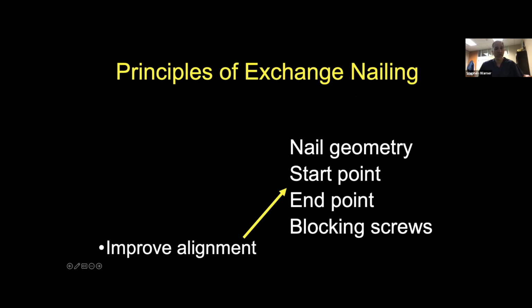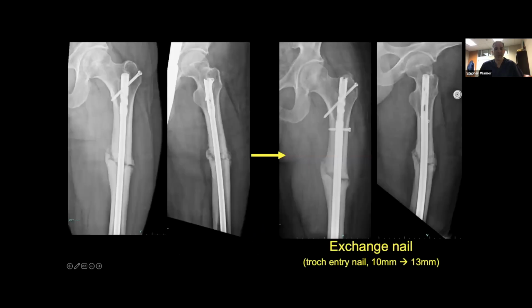And you can get into the whole other talk of how to improve alignment of these non-unions, especially with exchange nailing. Some techniques that you guys have already seen in these cases that were presented by Tim and Mitch are changing the nail geometry, changing the start point, changing the end point, adding blocking screws. So all those are important ways that you can change the alignment of some of these non-unions. So that's what we did for this patient. We altered the geometry of the nail, hopefully improving his alignment, using a trochanteric entry nail. So that previous piriformis start site has now since lateralized due to the deforming forces on that proximal femur.